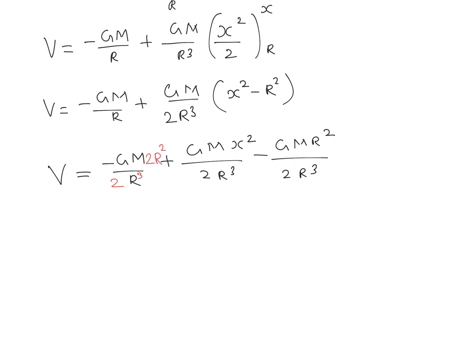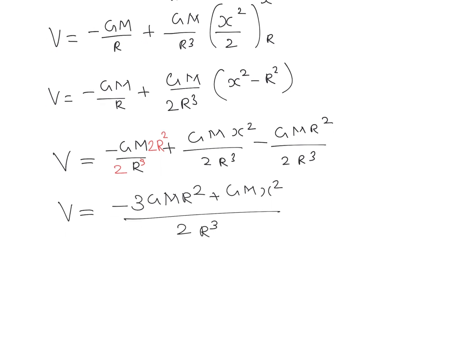So we can take this common term over here, and it can be written as something like minus 2 GM r square, and here we have minus GM r square. If you add this term and this term, we are going to get minus 3 GM r square. And the other term that we have is plus GM into x square divided by the common denominator that we can take as 2r cube.